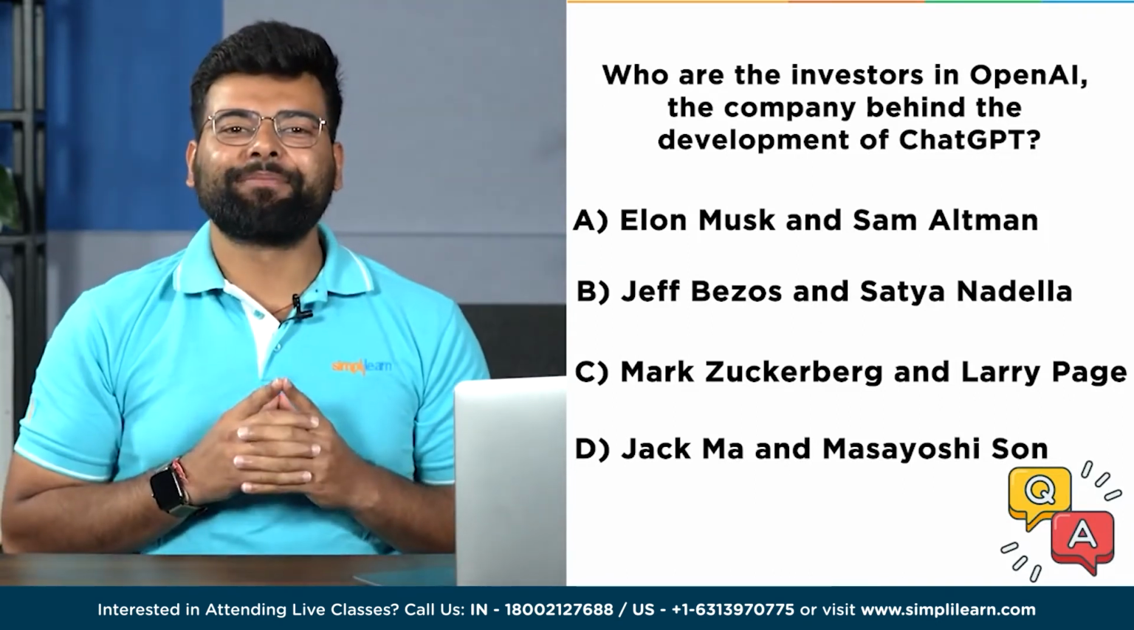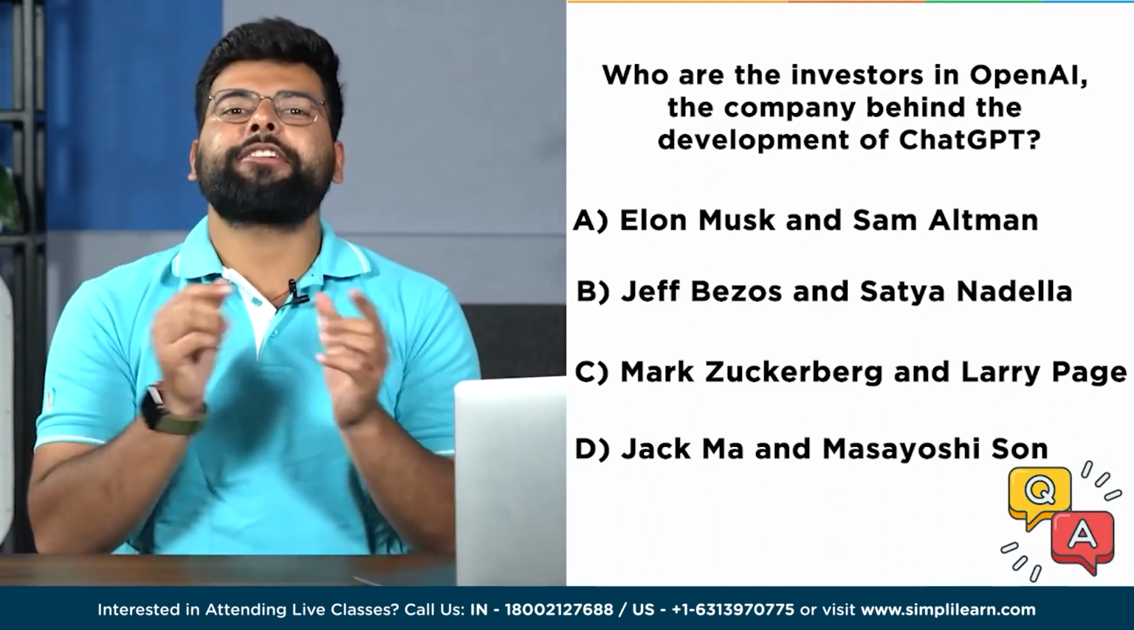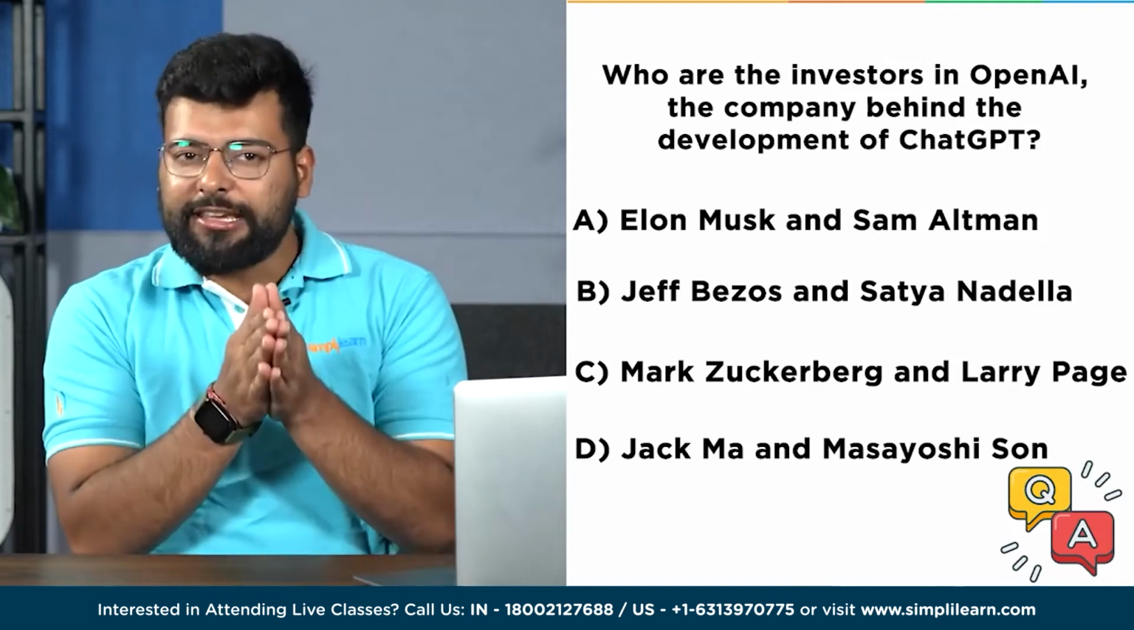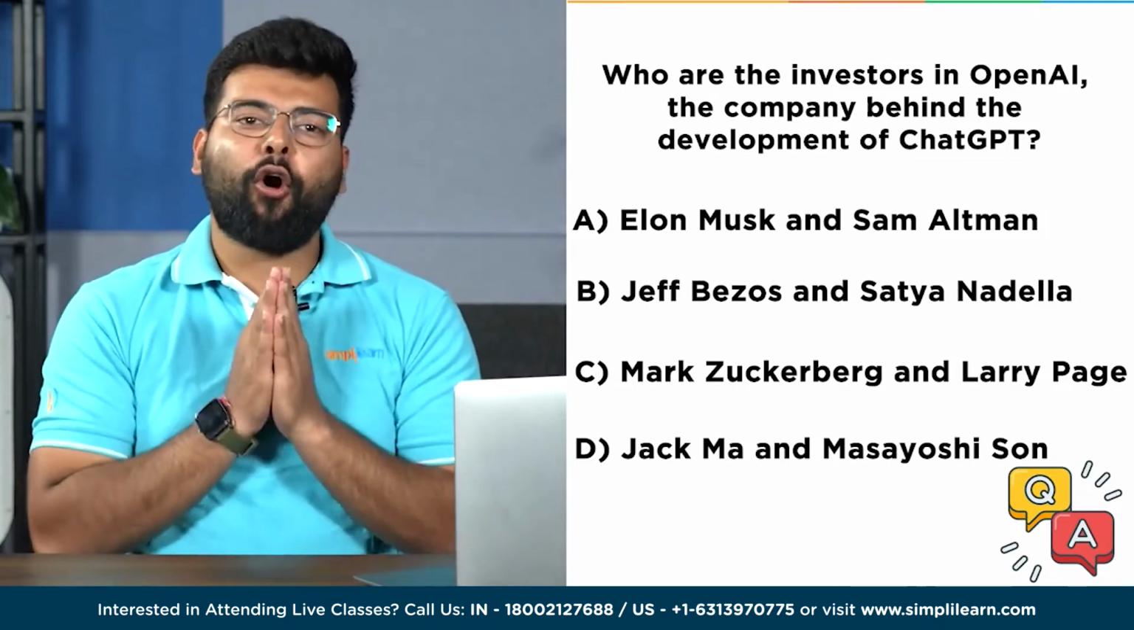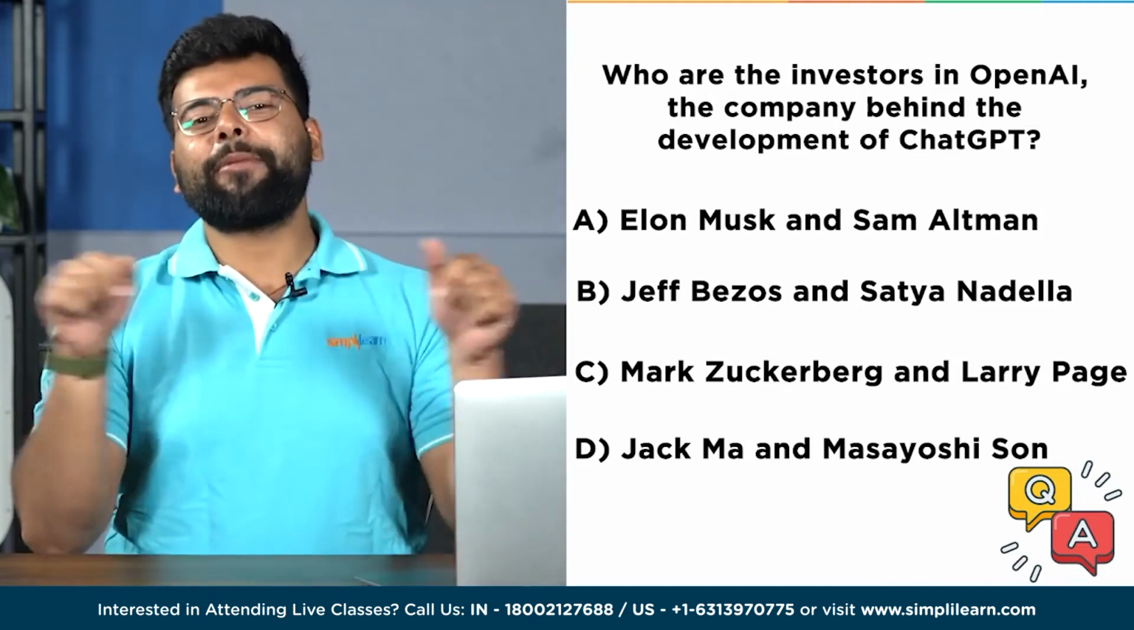Your options are: Option A, Elon Musk and Sam Altman. Option B, Jeff Bezos and Satya Nadella. Option C, Mark Zuckerberg and Larry Page. Option D, Jack Ma and Masayoshi Son. Drop your answer in the comment section below. Okay then, let's get started.